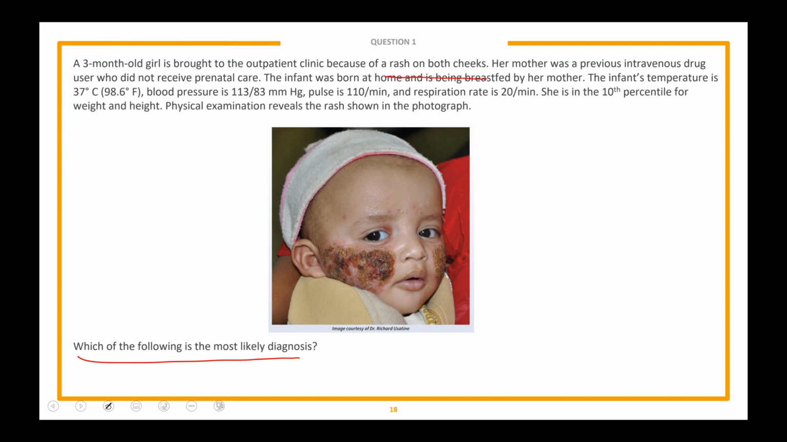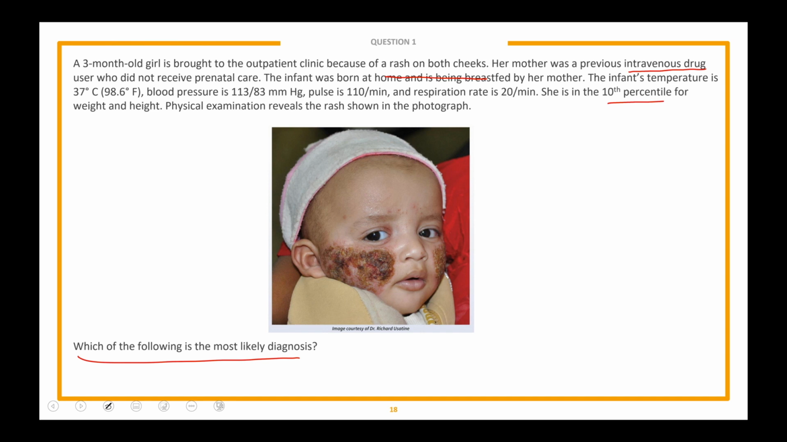Her mother was a previous intravenous drug user who did not receive prenatal care. The infant was born at home and is being breastfed by her mother. The infant's temperature is 98.6, blood pressure is 113/83, pulse is 110, respiratory rate is 20. She is in the 10th percentile for weight and height. Physical exam reveals the rash shown in the photograph.